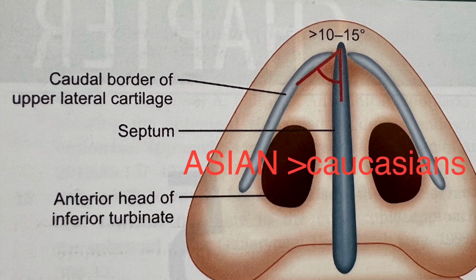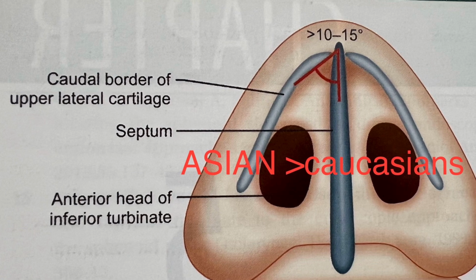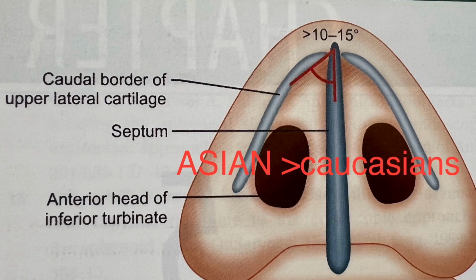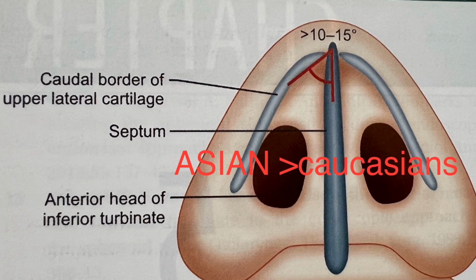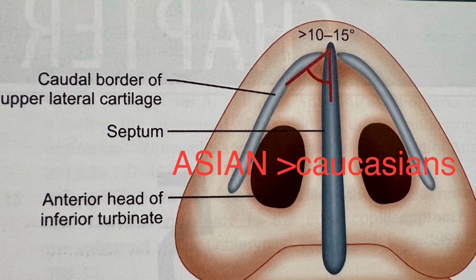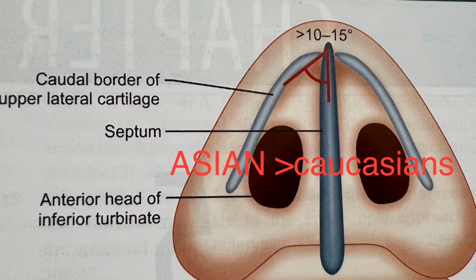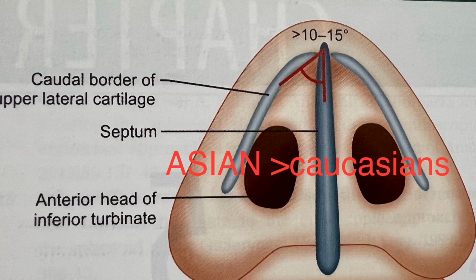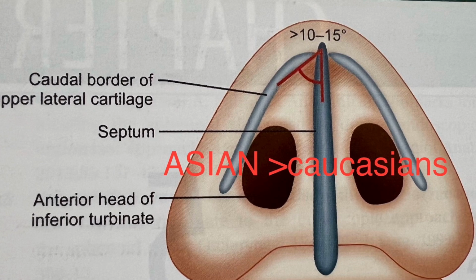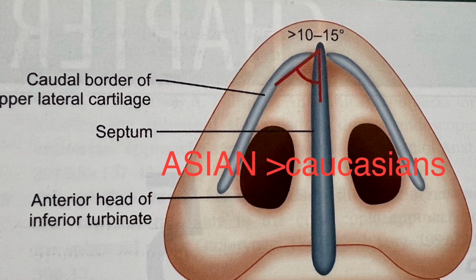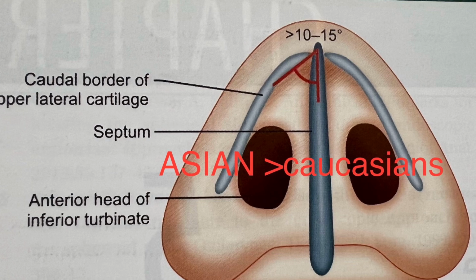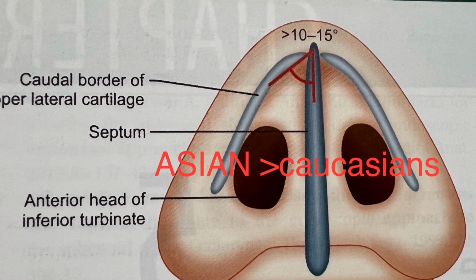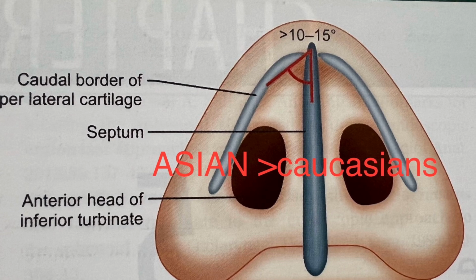The internal nasal wall is the narrowest segment of the human airway and as such it is responsible for half of the airway resistance. It is a slit-like triangular opening composed of rigid structures including the head of the inferior turbinate, the nasal septum, and the caudal aspect of the upper lateral cartilage. This angle is more acute in the Caucasian than the Asian population, so chances of nasal obstruction are higher in Caucasians than in the Asian population.